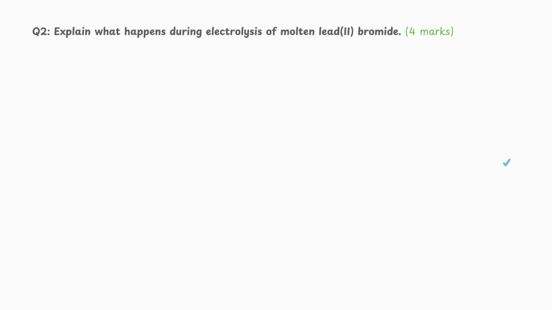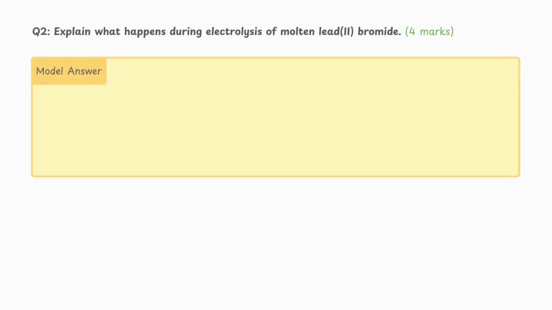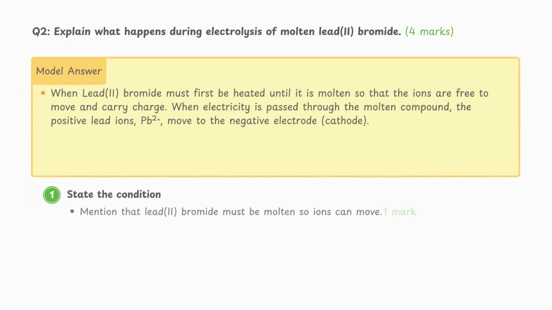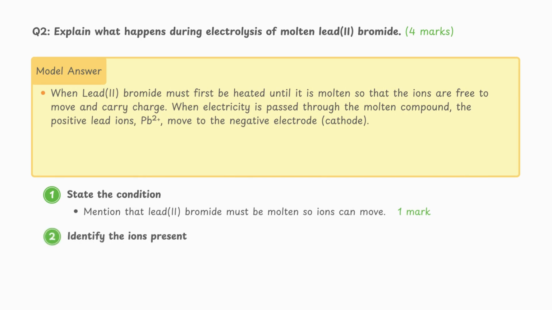Let's break down the electrolysis of molten lead-2 bromide, which is a 4-mark question. Lead-2 bromide must be molten for the ions to move and carry charge. Identify the ions present. The ions in molten lead-2 bromide are lead ions and bromide ions.